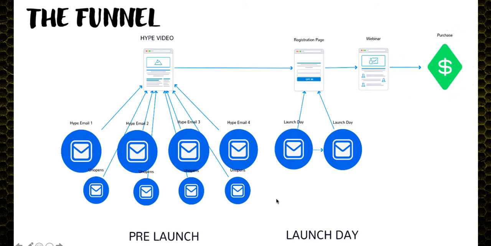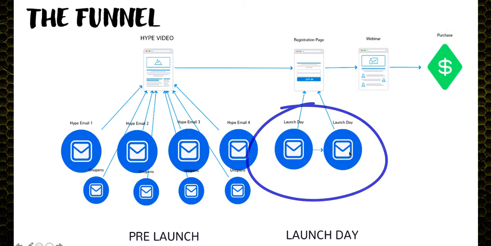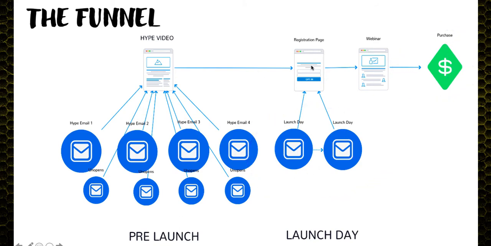Now, on the actual launch day, there are 2 more emails that I send out that go straight to the registration page. I don't usually bother going to the hype video at that stage, because these are later on in the day of the actual webinar. So I want people to just go straight to the registration page so that it saves them time. And then again, they go off to the webinar and then they purchase the program if they're interested in the coaching. So that's the overall funnel, and I'm going to show you how I put this together.